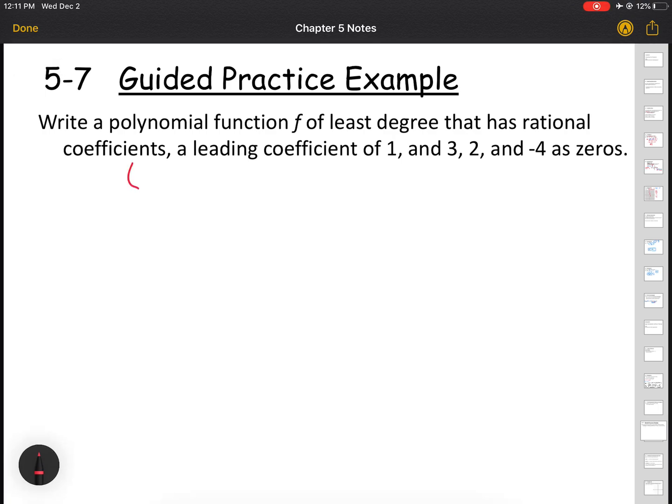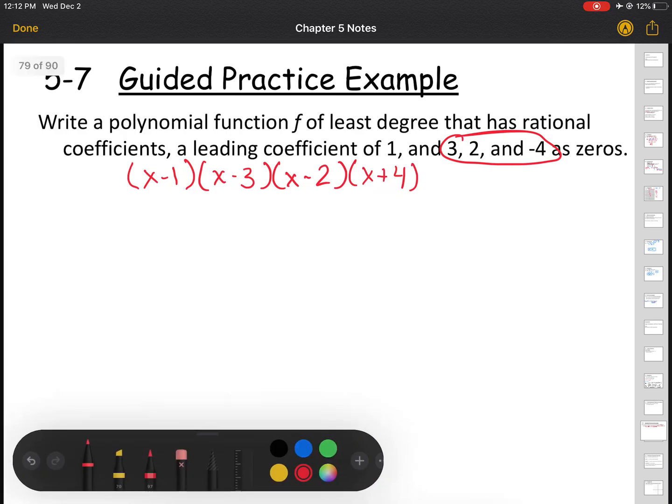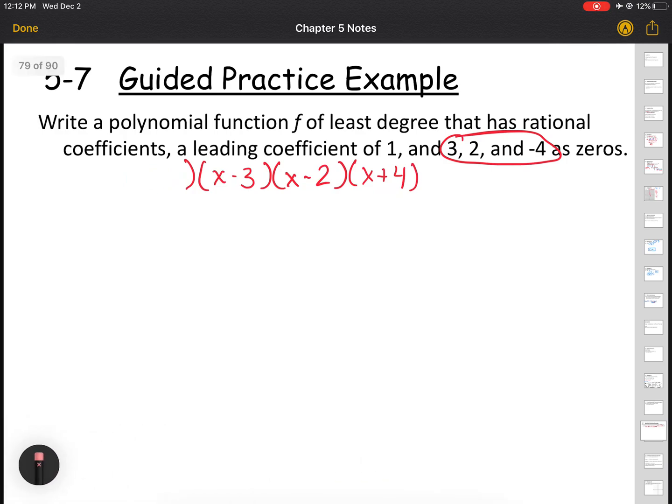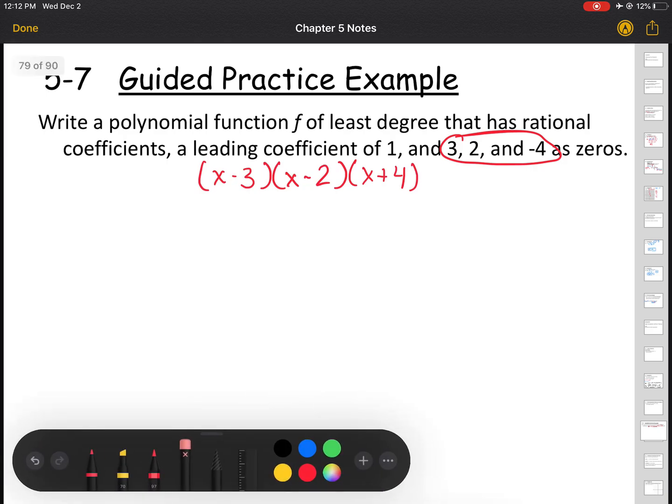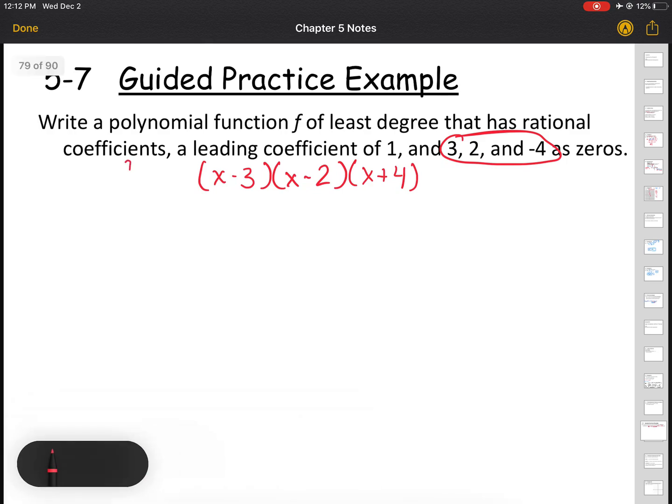So if I write 1 as a zero in factored form, that would be x minus 1. 3 would be x minus 3. 2 would be x minus 2. And then x plus 4. Oops, only 3, 2, and negative 4 are zeros, so I can get rid of that first one, x minus 1. It's just saying we need a leading coefficient of 1. Okay, so now all I need to do is multiply these out to make a polynomial function f.